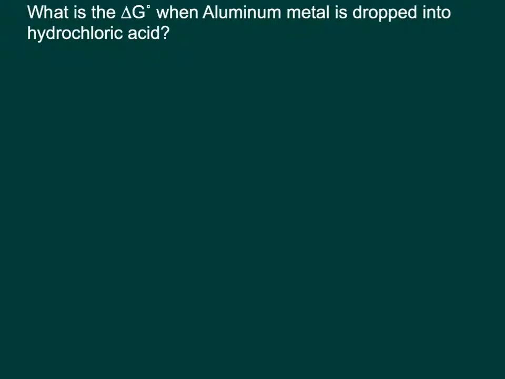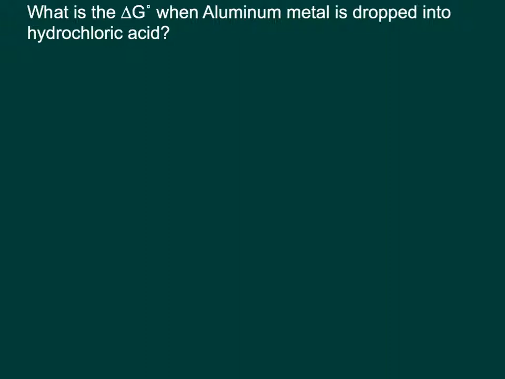Alright, so for this problem we're going to have to solve for delta G naught when aluminum metal is dropped into hydrochloric acid. So we have a redox reaction taking place, and we're going to be able to find essentially the electromotive force between the two reactants in this case, and use that to convert to a delta G naught. It's going to tell us whether it is a spontaneous or a non-spontaneous reaction, which we'll be able to figure out anyway from the table, and it's also going to give us an idea of the value for delta G naught in terms of kilojoules.